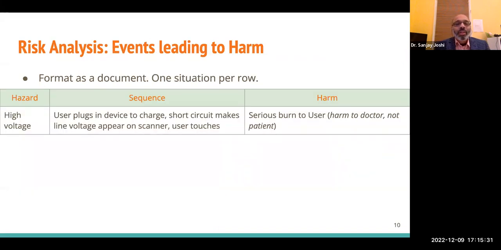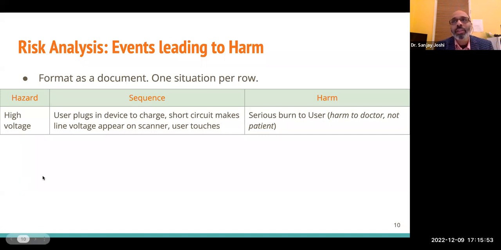Anyway, the way we would approach risk analysis is to look at how different events lead to a harm, and it's usually formatted as either a document or a spreadsheet, and usually you have one situation per row. In this case, we'll start with one hazard, so high voltage.